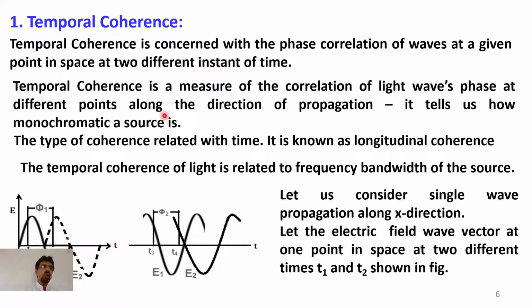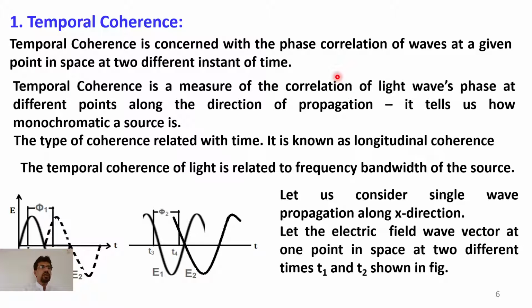The temporal coherence is concerned with the phase correlation of the waves at a given point in space at two different instants of time. That means the temporal coherence gives the relation with the phase correlation of the waves at a given point in space at two different instants of time.